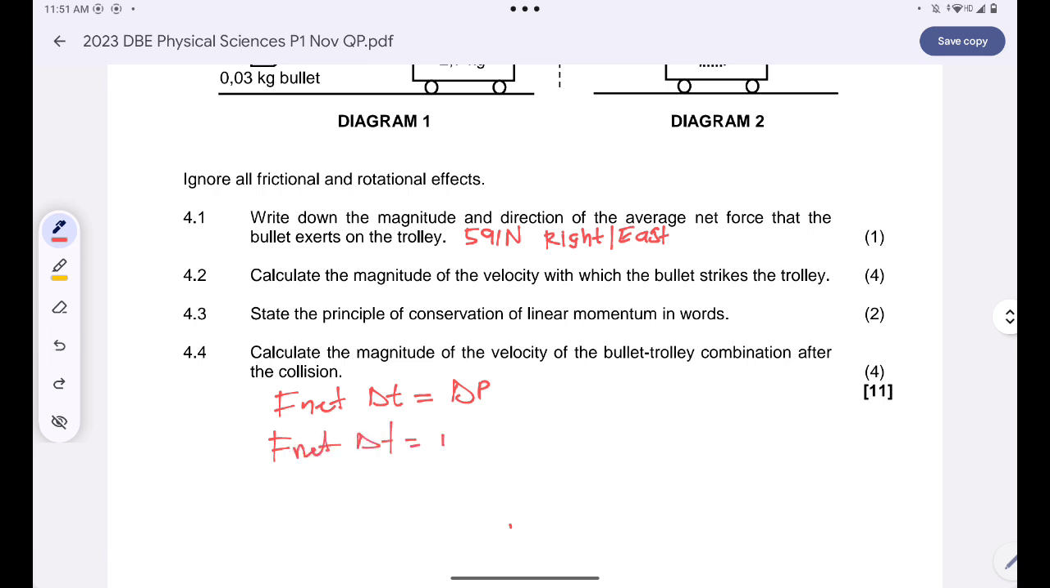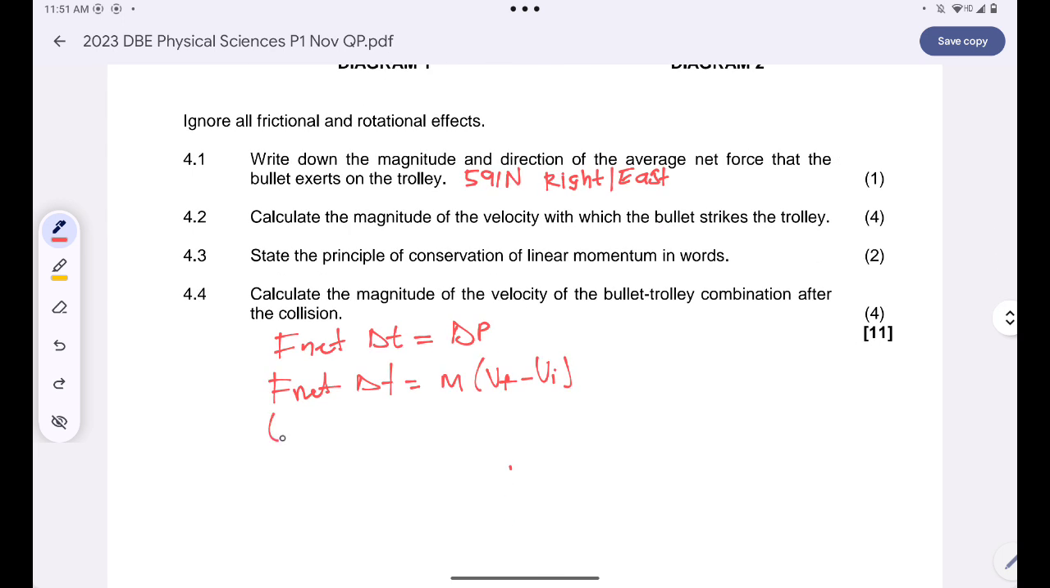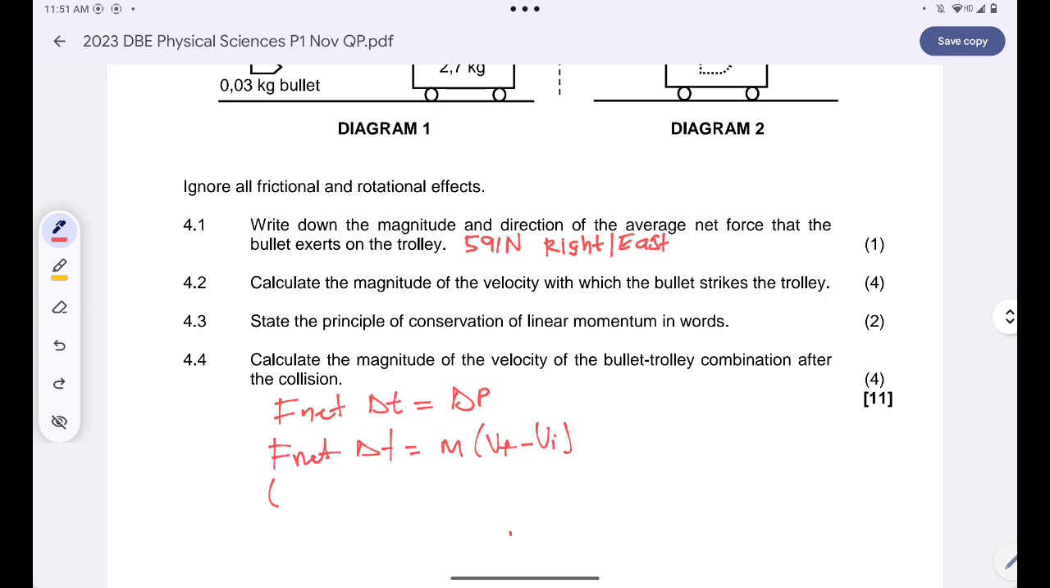Where delta p represents the change in momentum. F net delta t will be m(vf minus vi). Remember that I said the trolley will push the bullet towards the western direction. So the bullet will experience a force of negative 591 newtons, and the time it takes for the bullet to exert this force is 0.2 seconds. The mass of the bullet is 0.03. The final velocity is 0. Why am I saying that? Because the bullet will eventually come to a stop.